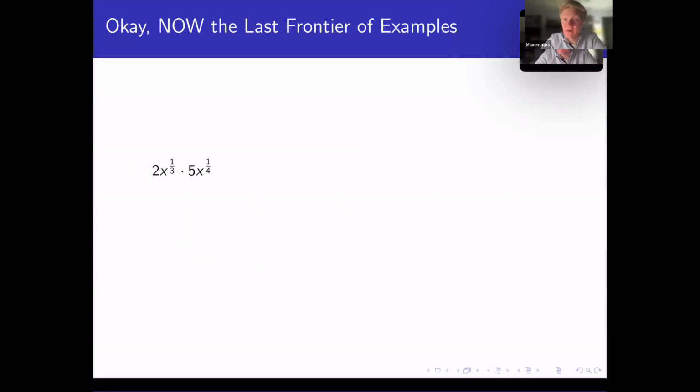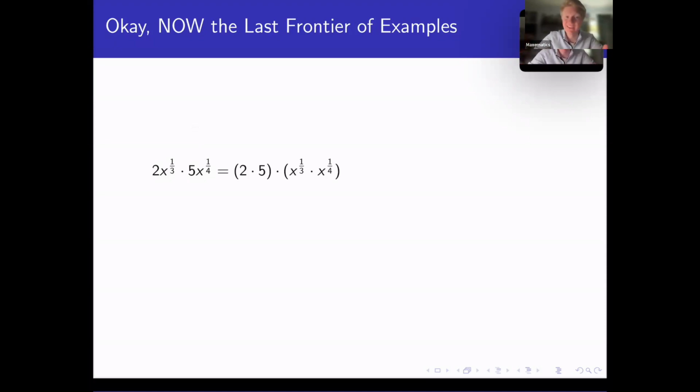Okay, and now that we've done a couple examples of what these rational exponents mean, let's just do one final frontier of examples to cap out chapter 6, doing all sorts of weird exponent stuff. And like I said, the rules of rational exponents are the exact same as rules of integer exponents. So for example here, 2x to the 1/3 times 5x to the 1/4. Well, if this was 2x cubed times 5x to the 4th, you would know exactly what to do with this. You would do 2 times 5 and x cubed times x to the 4th.